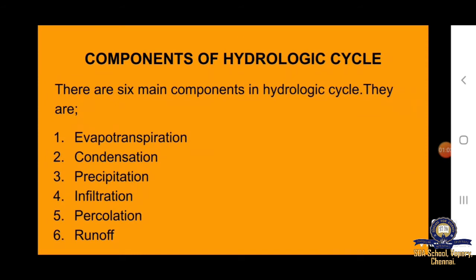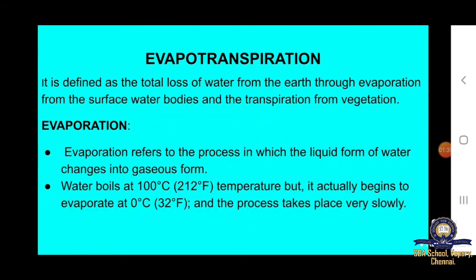Now let's see the components of hydrologic cycle. There are 6 main components in hydrologic cycle. They are evapotranspiration, condensation, precipitation, infiltration, percolation, runoff. Now let's see these components in detail. First one, evapotranspiration. It is defined as the total loss of water from the earth through evaporation from the surface water bodies and the transpiration from vegetation.